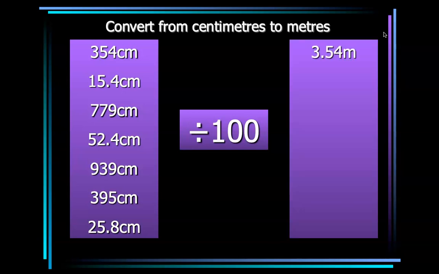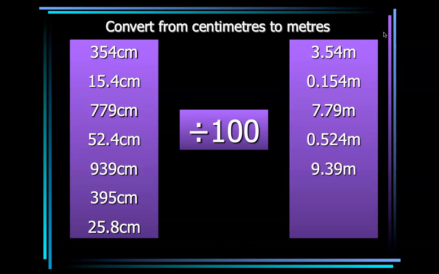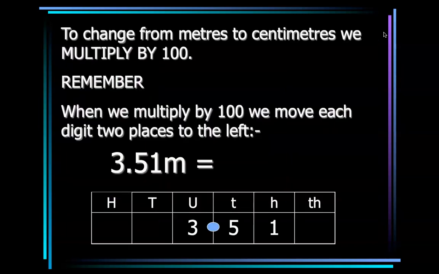So there's 354 centimeters in meters. In the next one, 15.4 centimeters is 0.154 meters. I'll just put these on the screen. I don't think I need to read them to you. I'm sure you can read off the screen comfortably. Just make sure that you recognize that each number from centimeters is getting 2 places smaller because we're dividing by 100.